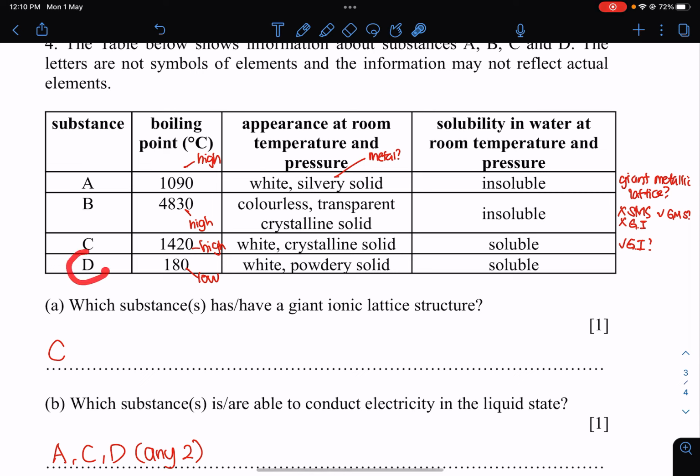So lastly, let's look at D. Low boiling and melting point, definitely SMS. This one is the one that I'll know for sure, because only your SMS structure has low boiling and melting point. Double check with the solubility. It is soluble in water at room temperature. This one is the question mark, because what you understand about SMS is they are insoluble in water at room temperature and pressure. So let's just go off the melting point and boiling point first, because melting and boiling point is the most indicative of the structure.